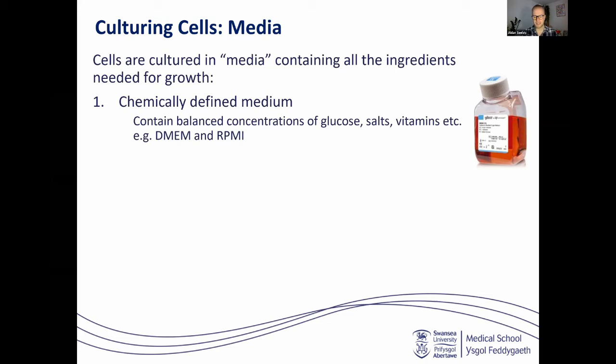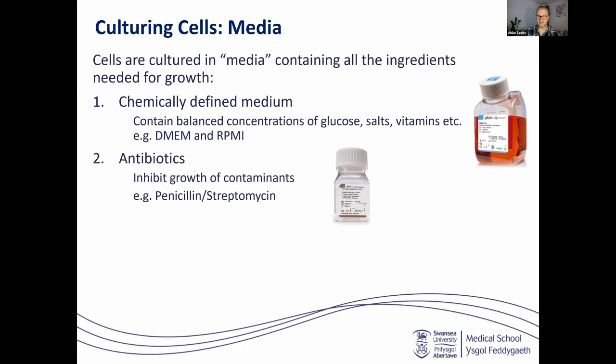We will also, in a lot of cases, grow them with antibiotics. The reason for that is that everything our cells need to grow is everything that bacteria and fungi and yeast also need to grow. So we can keep things like antibiotics in the media to allow our cells to continue to grow, but not allow bacteria and other things to grow. Things like penicillin and streptomycin can be added in order to try and prevent contamination. So we're only growing human cells and nothing else in the cell media.